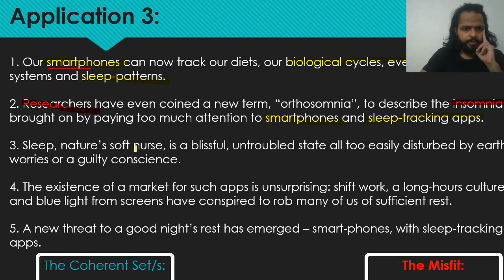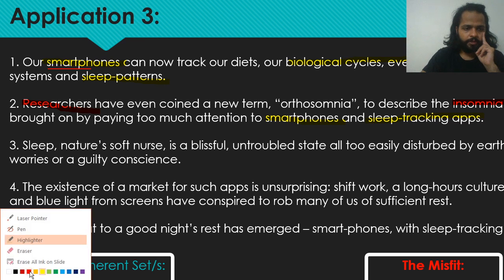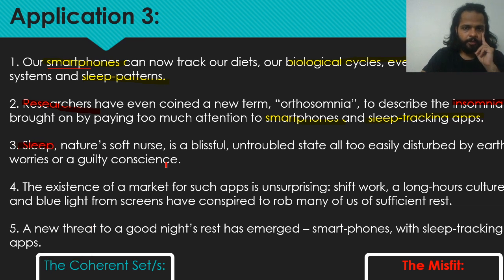Sleep, nature's soft nurse, is a blissful, untroubled state all too easily disturbed by earthly worries or a guilty conscience. Okay, all right. No mention of smartphones, no mention of sleep tracking apps. Only mention of sleep, right? So what do we have new here? We have sleep new here. We have some other topics like earthly worries and guilty conscience and nature's softness, like the context has quite changed, right?